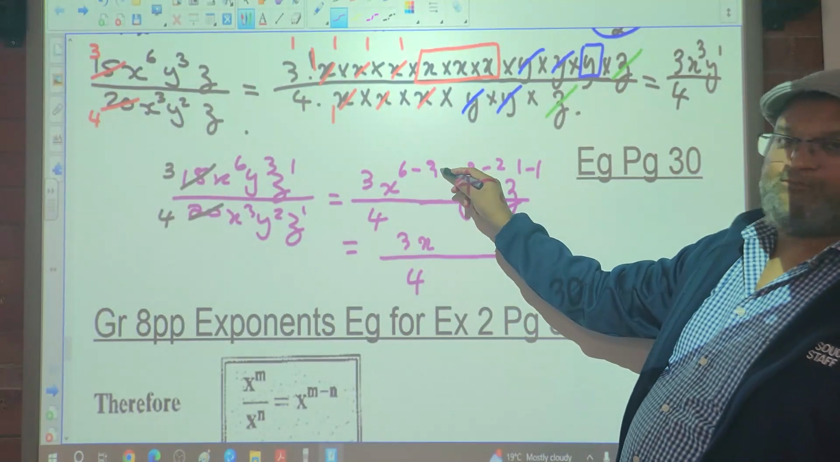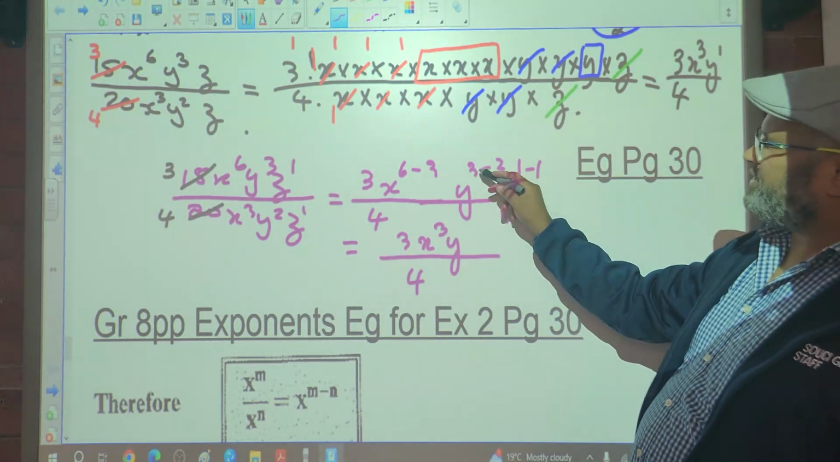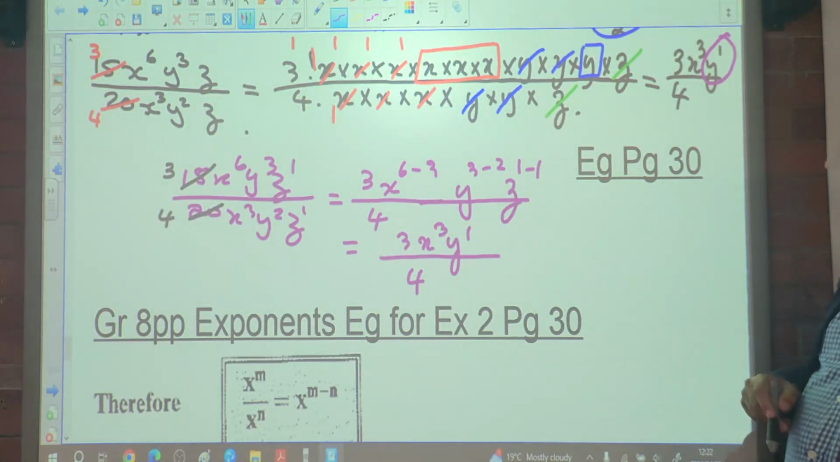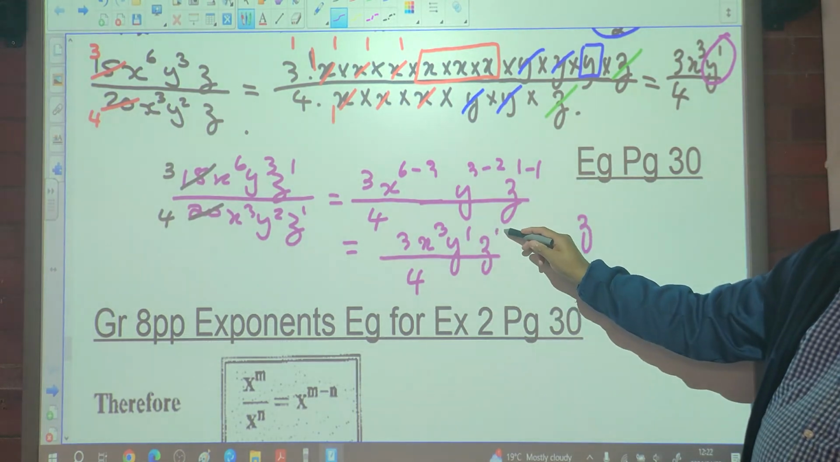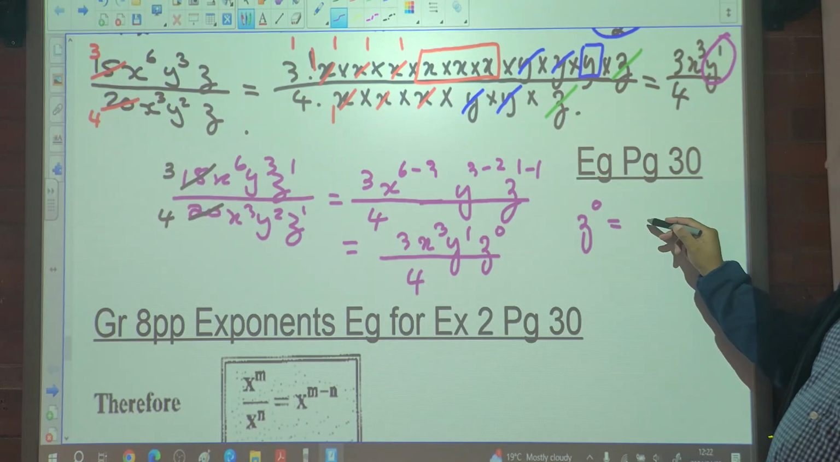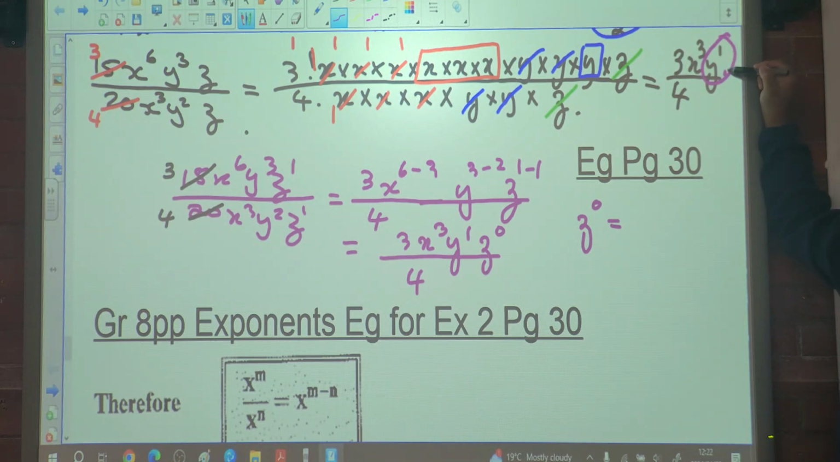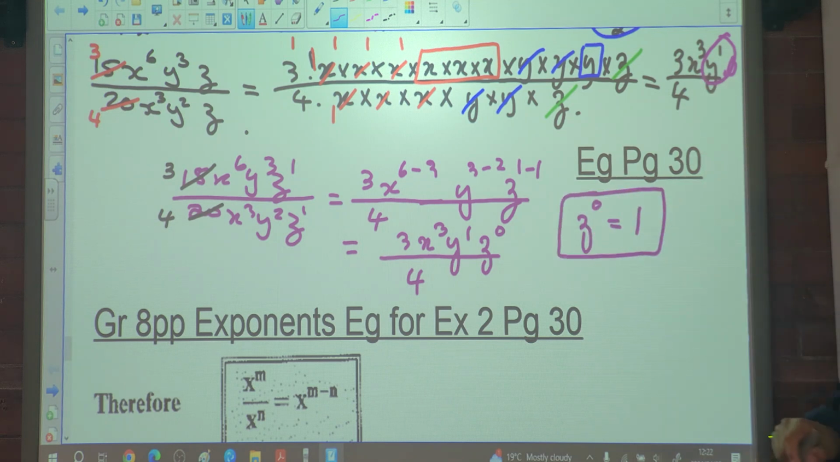x, what's 6 minus 3? 3. What's 3 minus 2? 1, which we have there as well. Can you see that, people? But here we have z to the, what's 1 minus 1? 0. People, anything to the power 0 is 1. Because say for argument's sake, here was a 0, 0 times anything would have been 0, not so. But here is actually a 1 that's multiplied here. So anything to the power 0 is 1. So make a note of that.